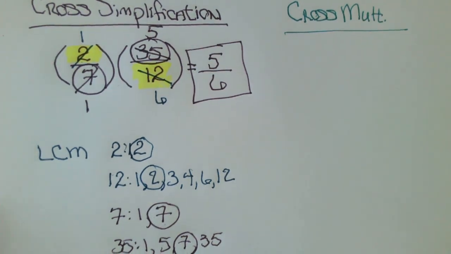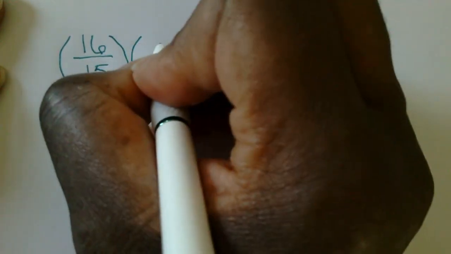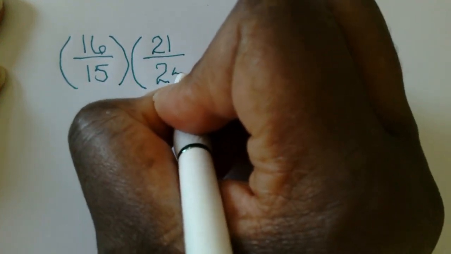Alright, so this is what a lot of people generally get mixed up. So let's try another one with cross-simplification. And then we're going to move over to cross-multiply. So if I said, let's go with 16/15 and 21/24.